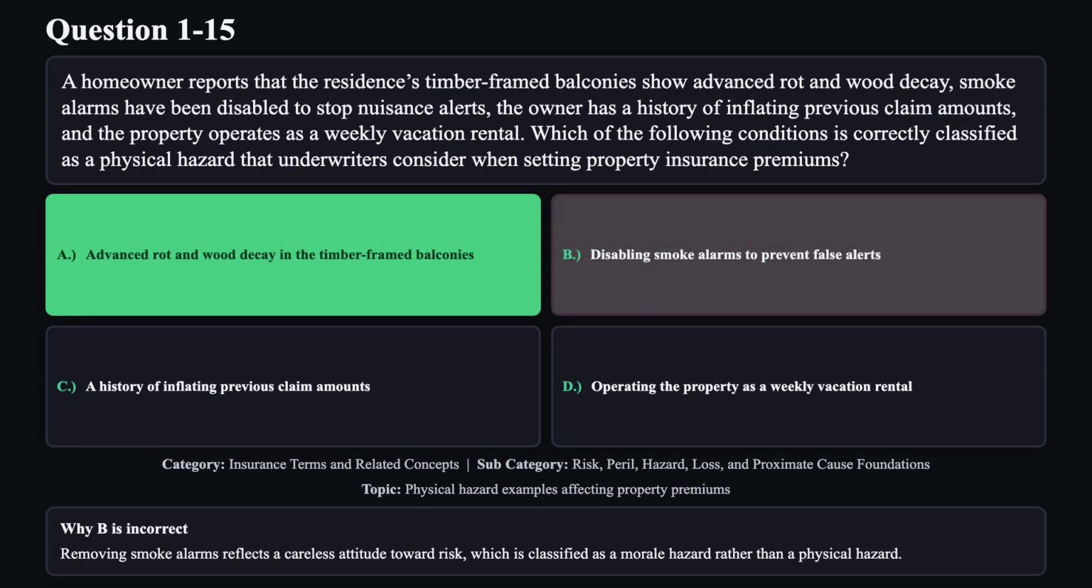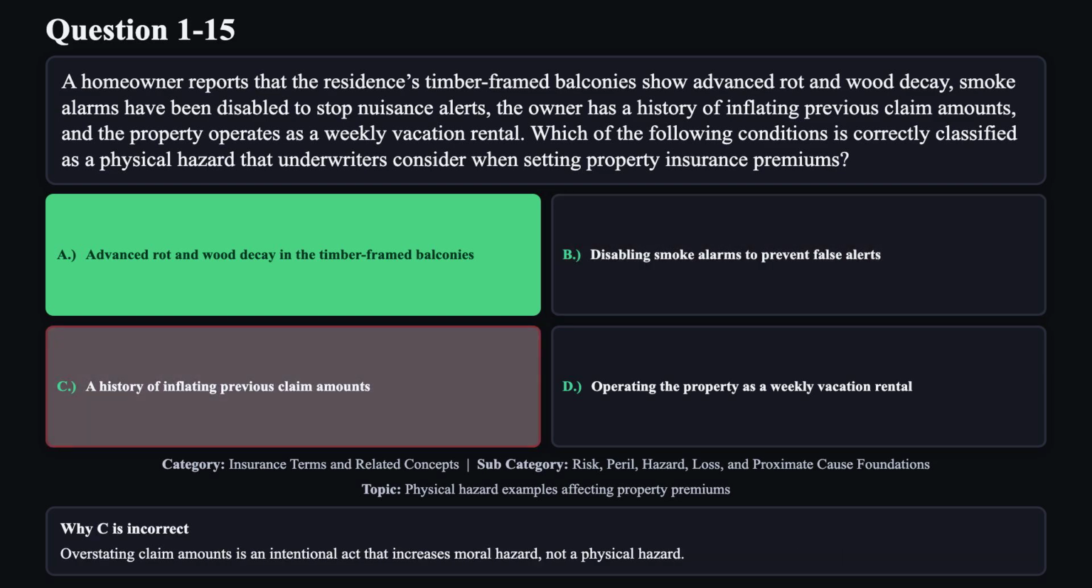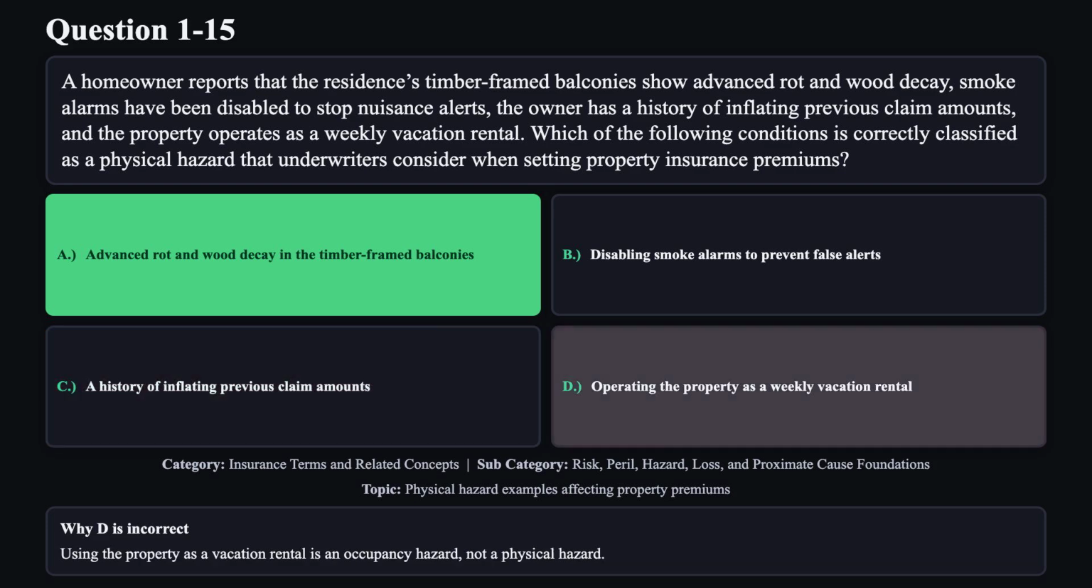Reason B is not correct. Removing smoke alarms reflects a careless attitude toward risk, which is classified as a morale hazard rather than a physical hazard. Reason C is not correct. Overstating claim amounts is an intentional act that increases moral hazard, not a physical hazard. Reason D is not correct. Using the property as a vacation rental is an occupancy hazard, not a physical hazard.